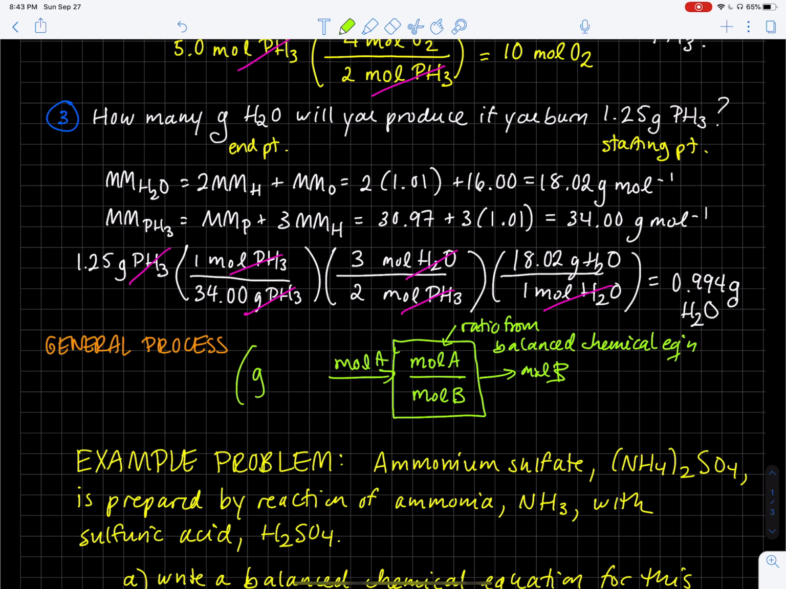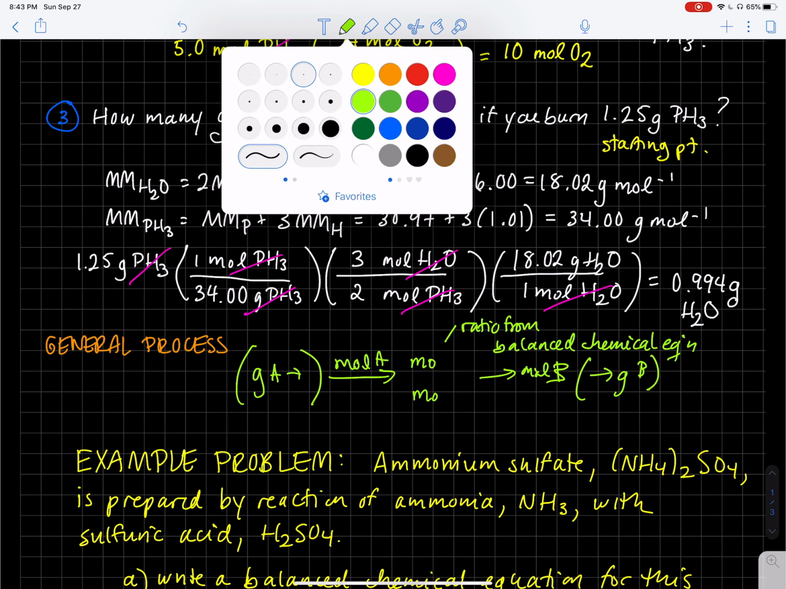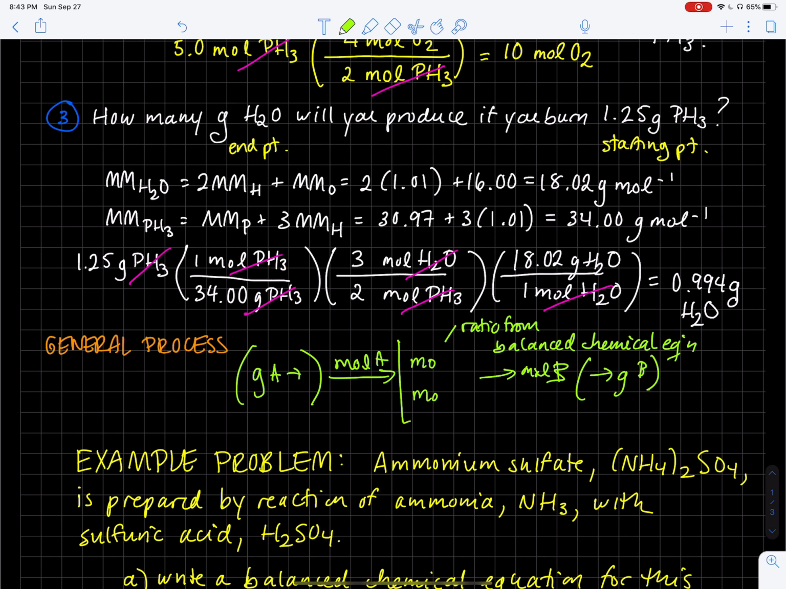So I might have grams of A coming here. I might want to go to grams of B. But this ratio in the middle, and actually the way I wrote it is sort of silly because I kind of wrote it upside down. Actually, I'm going to go ahead and erase my mole box and make it the way you'd have it. If you were actually going from moles of A to moles of B, you'd have moles of A on the bottom, right?